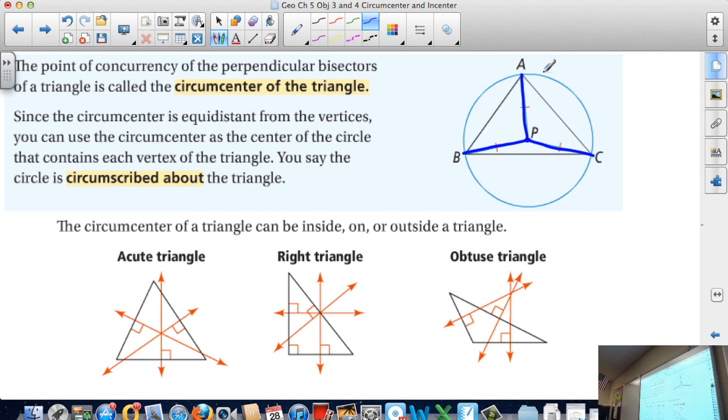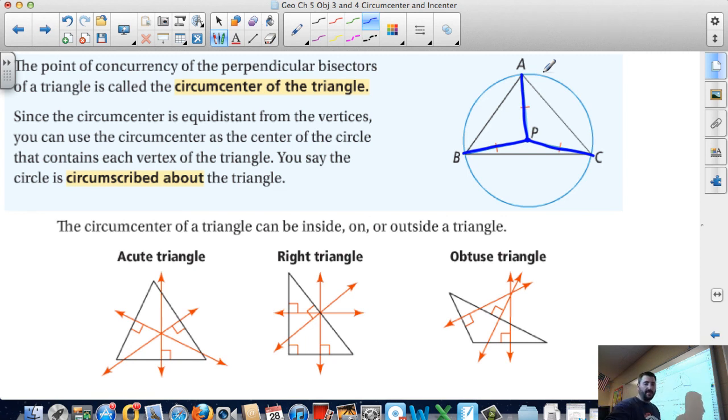All right, so since the circumcenter is equidistant from the vertices, we can use that circumcenter, point P, as the center of a circle that contains each vertex of the triangle. What we've done is take this circle and circumscribe it about the triangle. We made a circle that touches all three vertices of the triangle. So the point at which the perpendicular bisectors of the sides intersect, we call the circumcenter of a triangle.